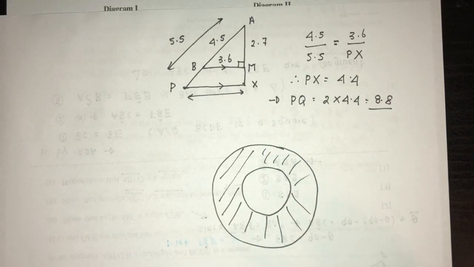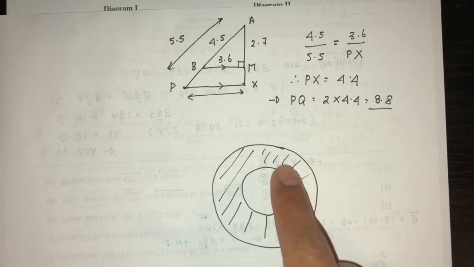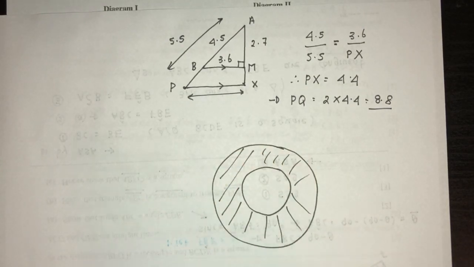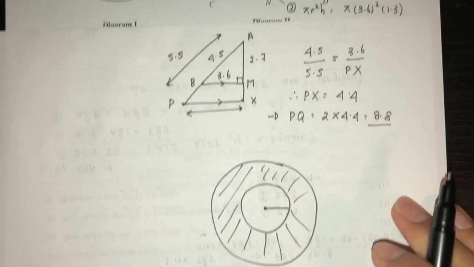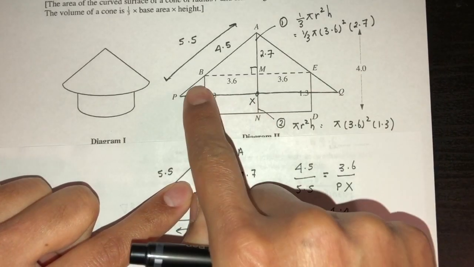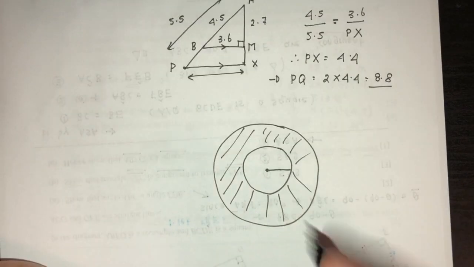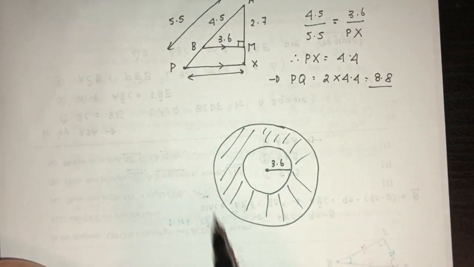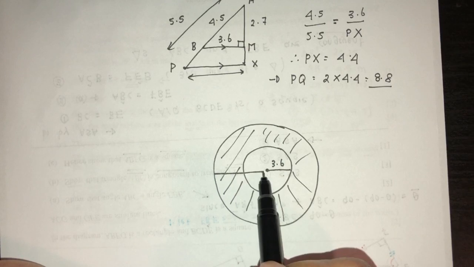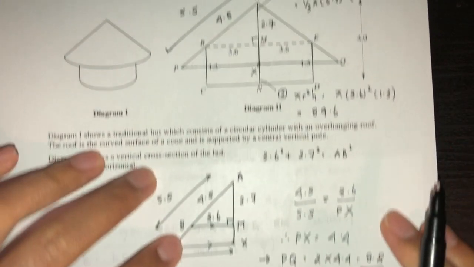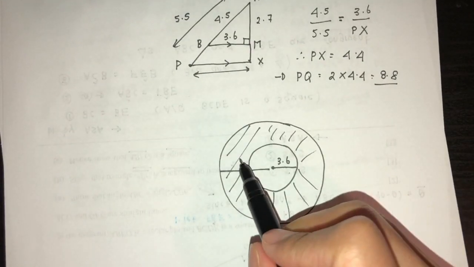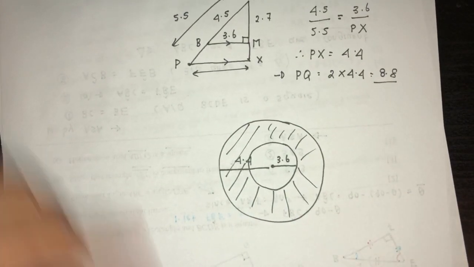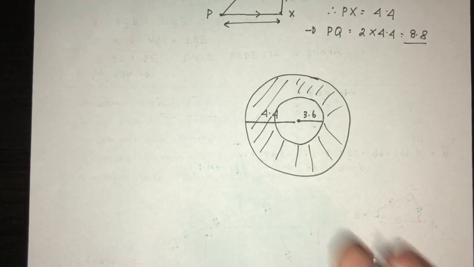Okay, so how can you find this area? You first have to find the whole area minus the one inside to get only this area. So first, what is the radius of the inside circle? If you observe, the radius of the inside circle will be 3.6. That is the inside value. Now what is the radius for the outside circle? If you observe, that has to be PX, which is 4.4. Okay, so now using those two values we can find the area of that region.